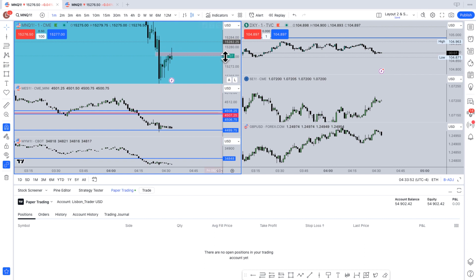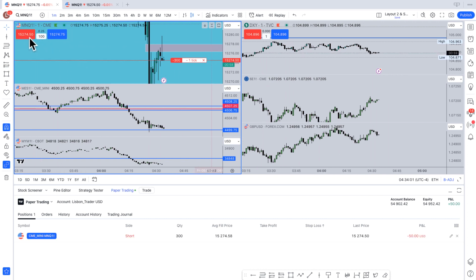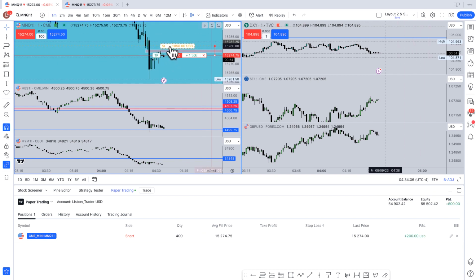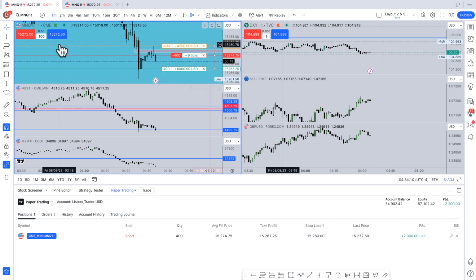So the bodies, these ones are inside, okay. Now push it lower. Okay.